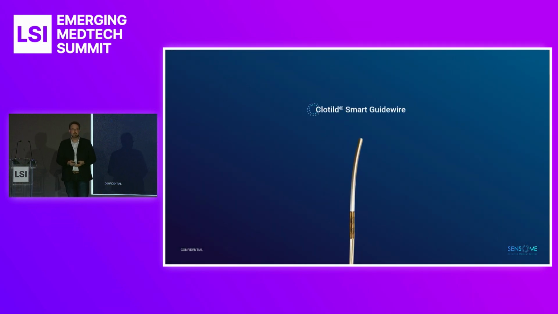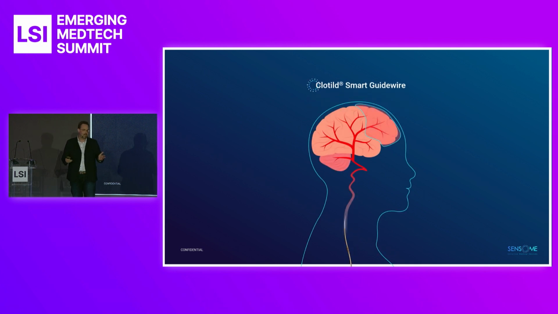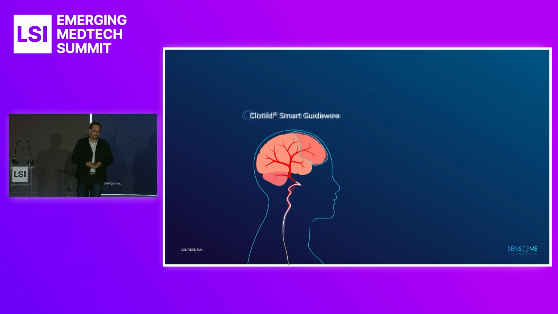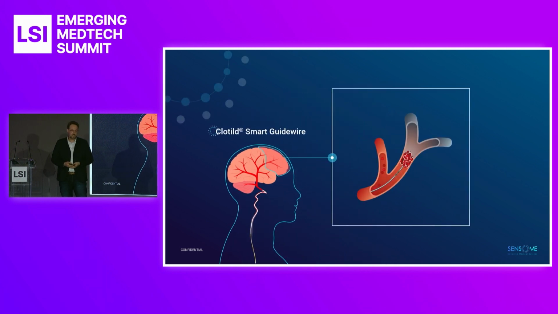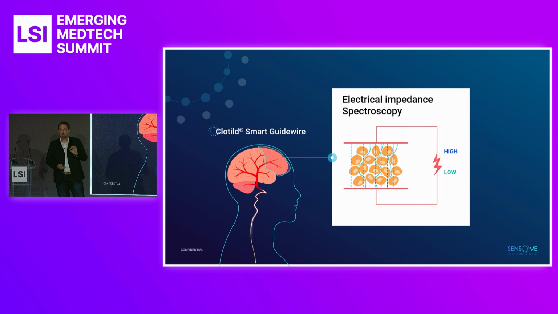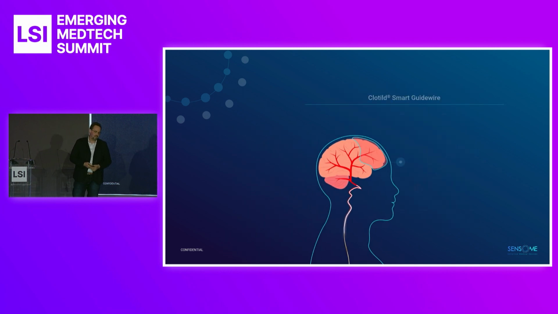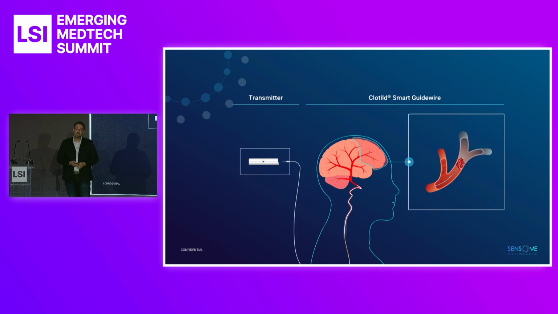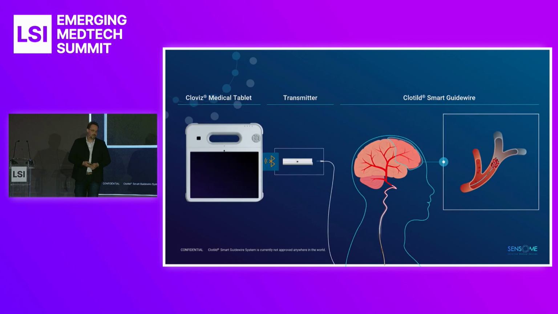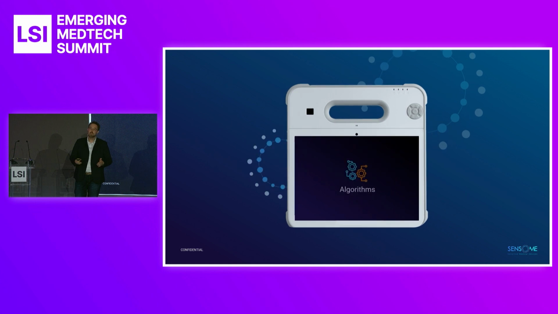Now, here's an example. The first device to integrate this technology is called the Clotilde Smart Guide Wire for the treatment of stroke. You use it like any other guide wire. You go up there, except that now you are able to scan the clot, and by applying a small alternating current at different frequencies, this information is transmitted using a transmitter to a tablet where algorithms are installed, allowing to characterize the clot while you're treating the patient.